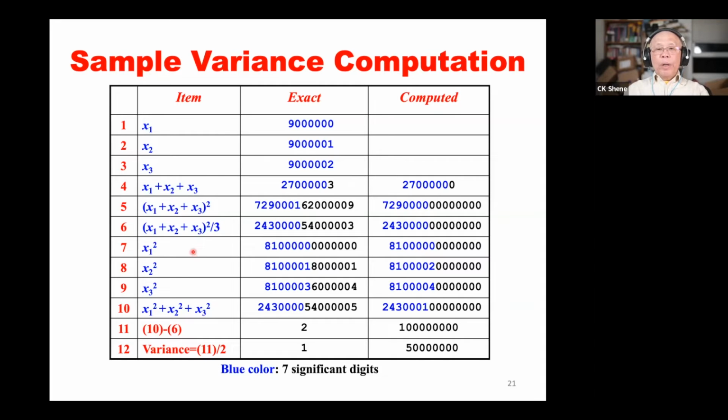Now we square the first data, we square the second data, we square the third data, we add them together, we have this. Then we do this one and subtract this value, we have 2, see, 10 and 6, the difference is 2. So the variance is 1. This is the calculation by the use of exact arithmetic.